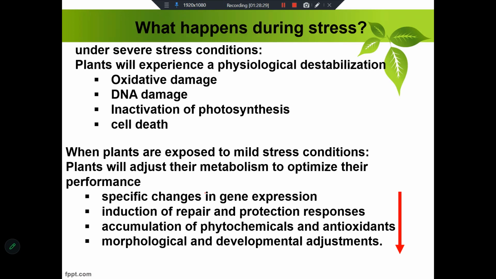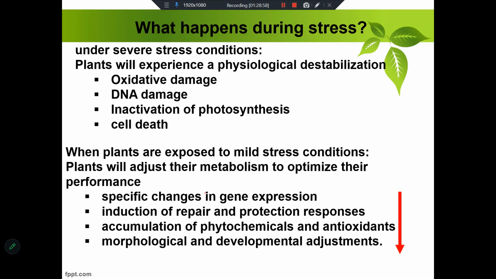So if it is very severe, plants will experience a physiological destabilization. So there will be some oxidative damages. So what do oxidative damages mean? The reactive oxygen species will be produced, and they will oxidize lipids in the membrane, and also the DNA and whatever they will encounter. Okay, so that is what we call oxidative damages.